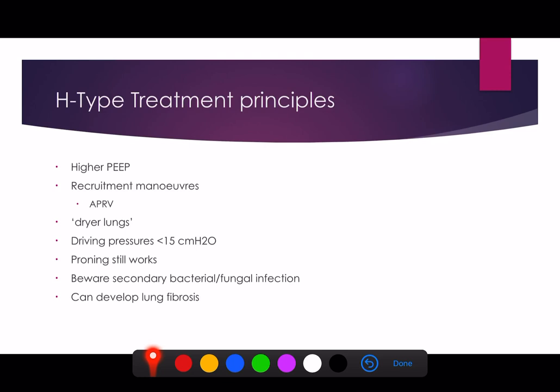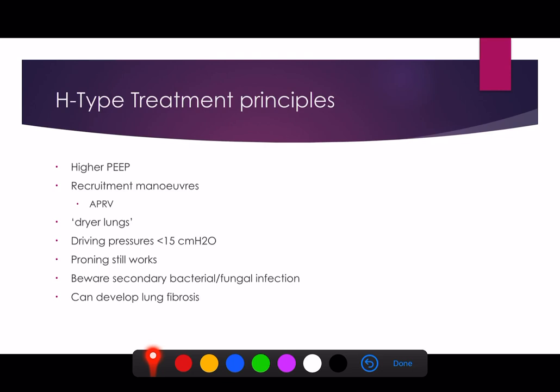Now we'll talk about recruitment and the ways in which to do that. Some people do incremental recruitment, some people go straight up to a high pressure. We'll talk a little bit more about that later. Now, another way of doing the recruitment and maintaining a recruitment and stopping the shear stresses in the alveoli is using an advanced mode of ventilation called APRV. Now, if you're interested in APRV, I've done a whole series of lectures on this as a beginner's guide, so it's worth checking those out.